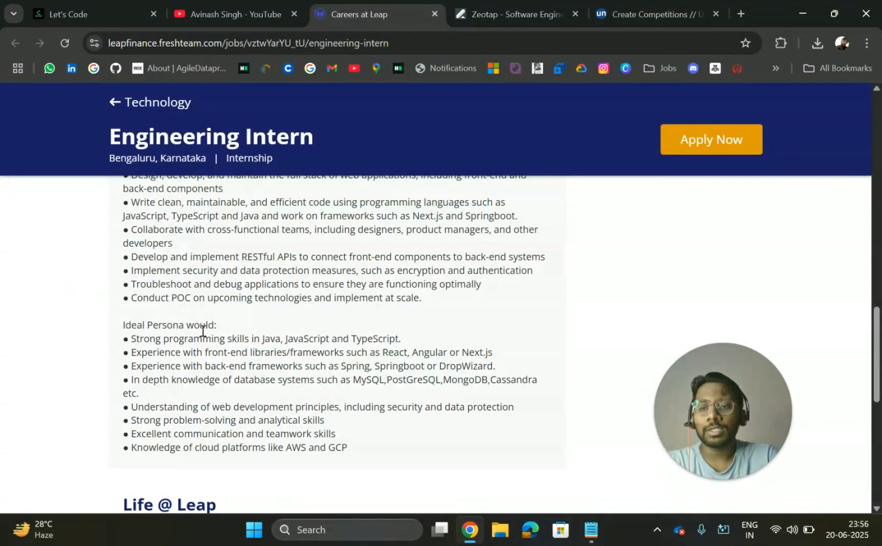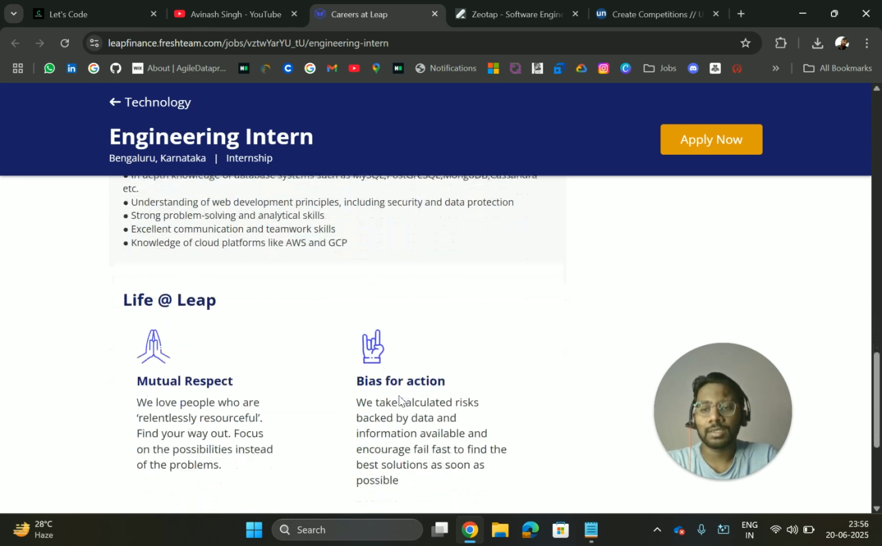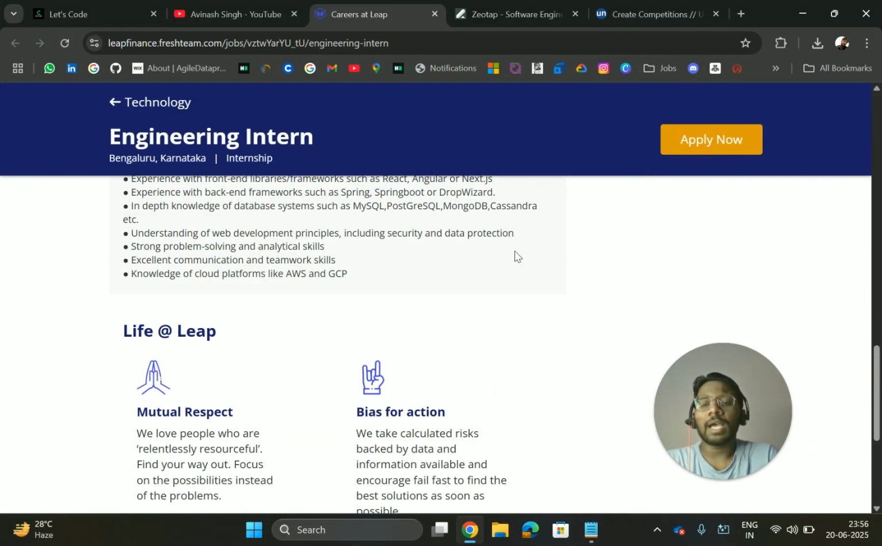All the other details: the ideal person would have strong programming skills in Java, JavaScript and TypeScript, and experience with JavaScript libraries like React, Angular, Next.js. Go and apply for this role.